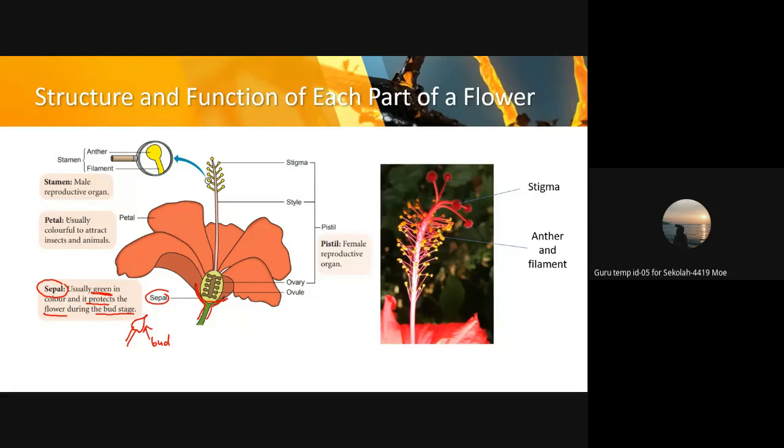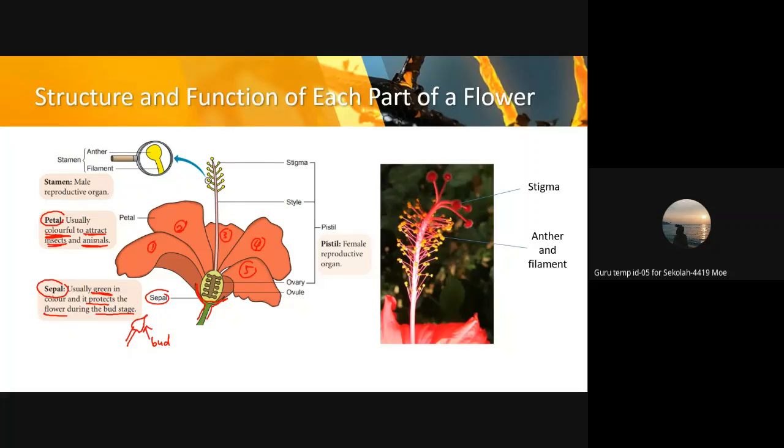The next one, petal. You must be familiar with petal. Petal in Malay is kelopak bunga. How many petals does this hibiscus have? 5. So 1, 2, 3, 4, and 5. Petals are usually colorful. Why must they be colorful? To attract insects and animals. So why does a flower need to attract insects and animals? Soon you will learn about this.